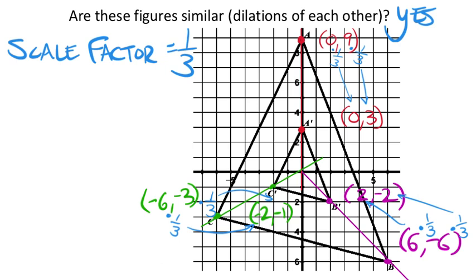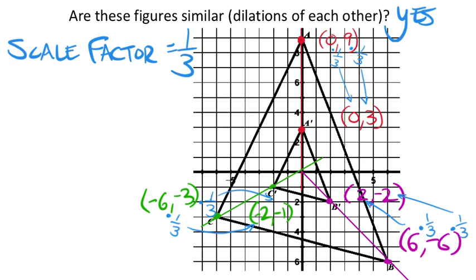I mean, they're the same thing, but factor indicates that you have to multiply by this value. This next one, if you're not sure how I got this 1/3, again, you take an ending value, the image value, and divide it by the preimage value. 3 divided by 9 is 1/3 if you change it into a fraction.